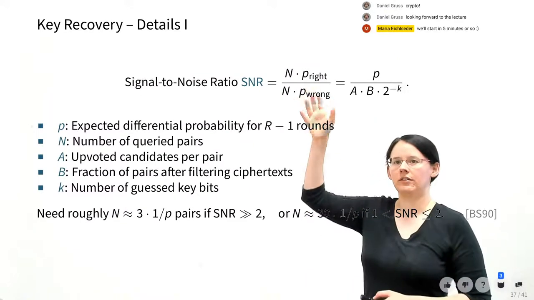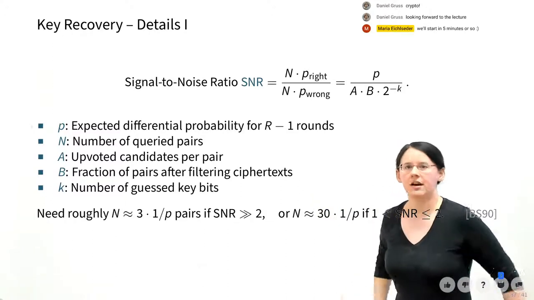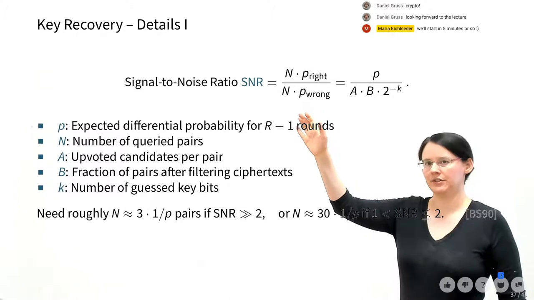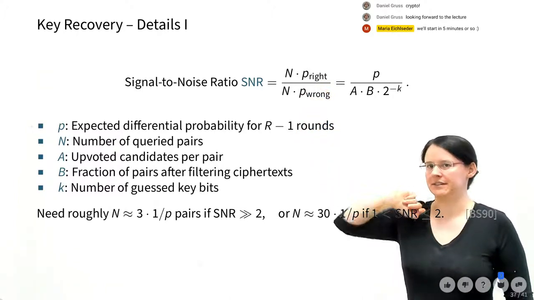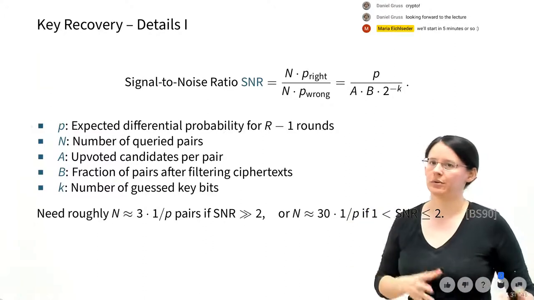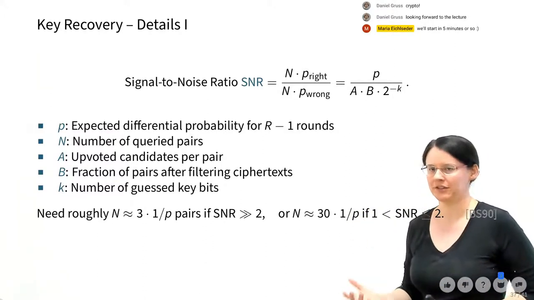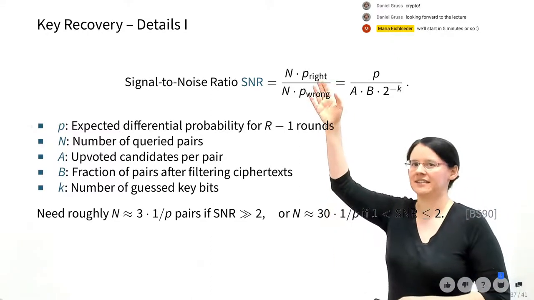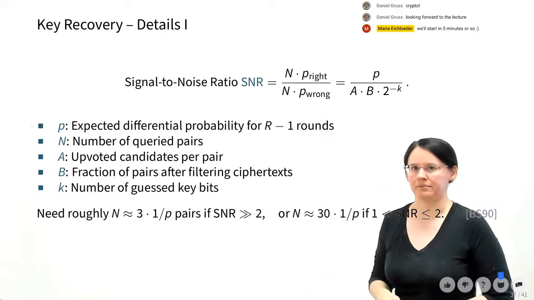And depending on how high the signal-to-noise ratio is, I need to adjust how many messages I query. If I have a very high signal-to-noise ratio, it means I usually observe the right difference for the right reasons, then I can take a bit fewer messages. If I have a very low signal-to-noise ratio, I need more messages. And if the signal-to-noise ratio is so low that I actually can't see the signal among all the noise, then I can't perform an attack at all.